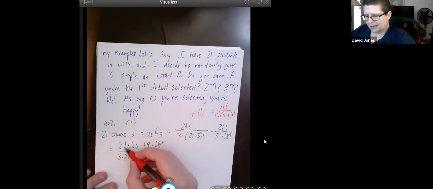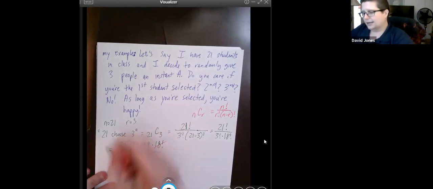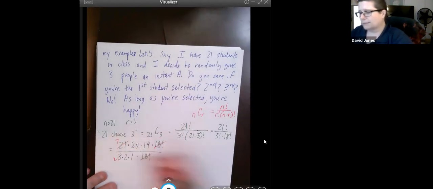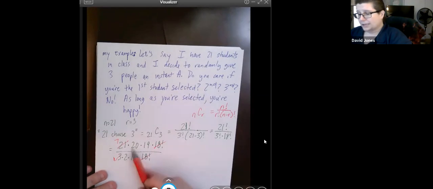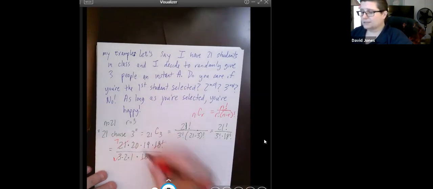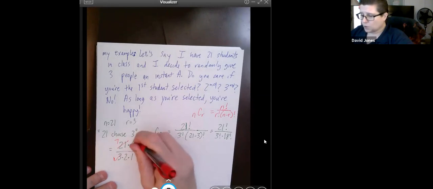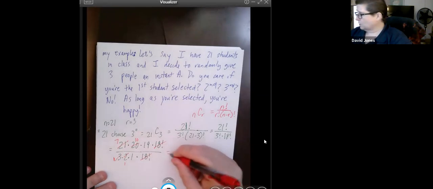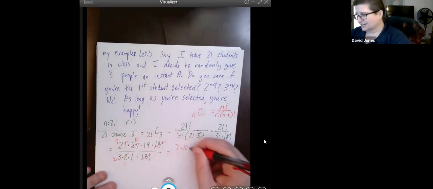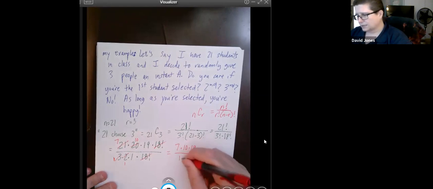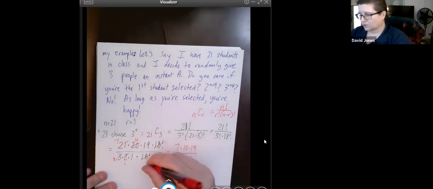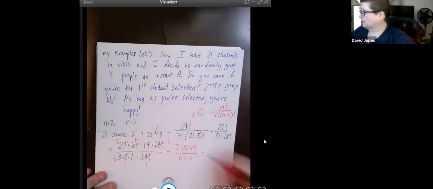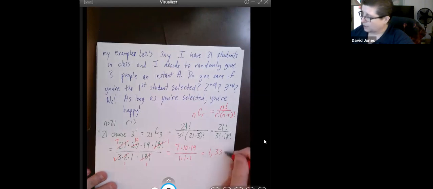21 divided by 3, 21 is 3 times 7. I can cancel out the 21 and the 3, and it leaves behind a 7 on top, a 1 on bottom. 20 and 2 have a common factor. This is 2 times 10. So I can cross off the 20, leave a 10, and cross off the 2, leaving a 1. So what I have is 7 times 10 times 19 on top, 1 times 1 times 1 on bottom. Having a 1 on bottom doesn't matter. This ends up being 1,330.